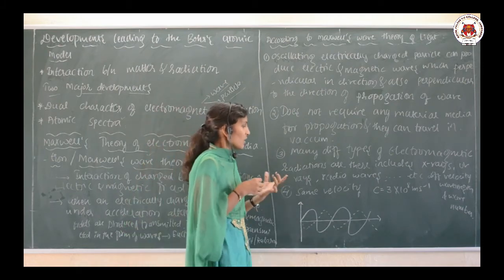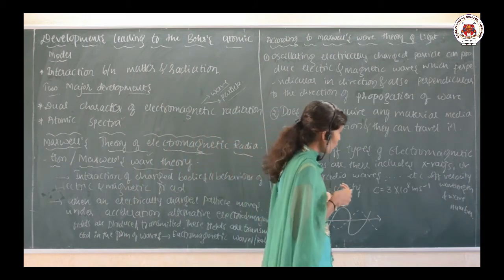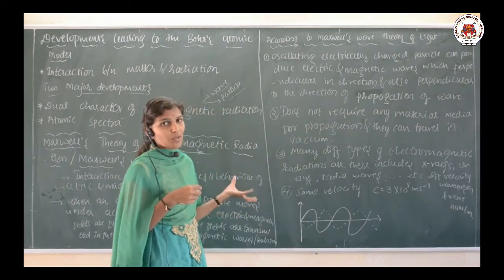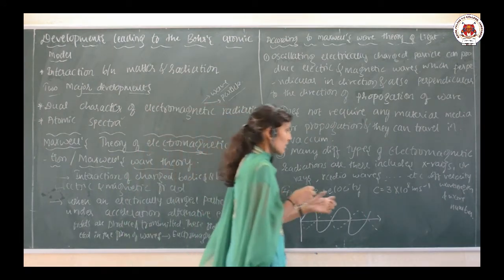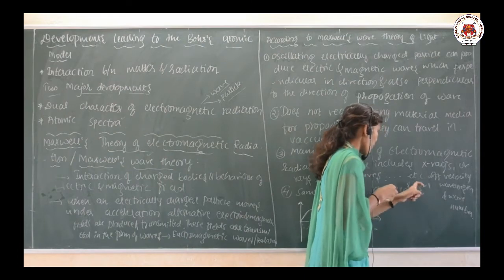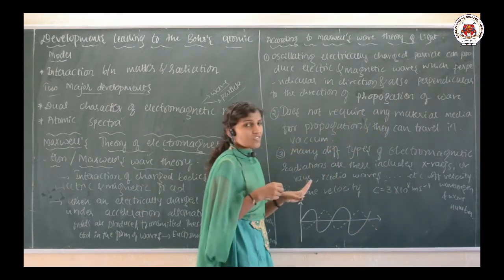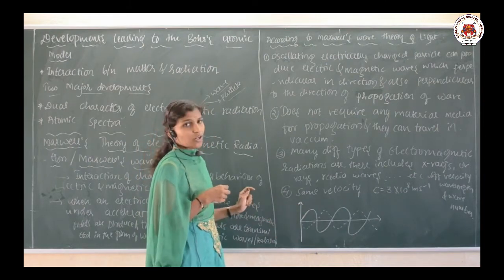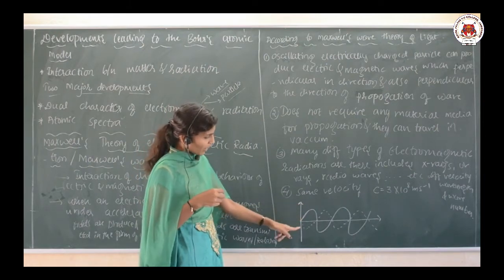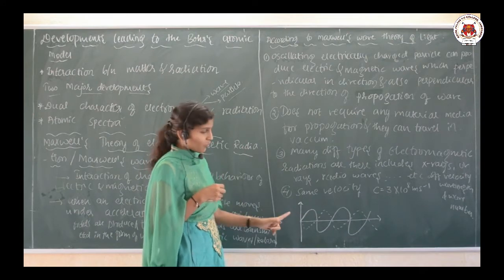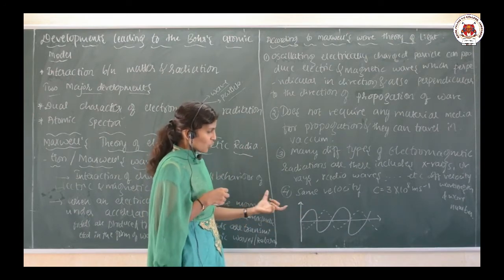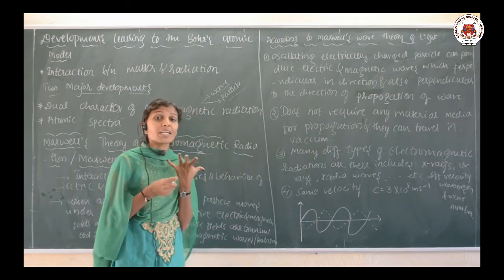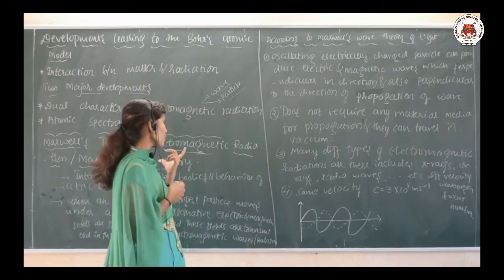And these electromagnetic radiations move with the same velocity, which is equal to the velocity of light, c, which equals 3 into 10 to the power 8 meter per second. And if we represent an electromagnetic radiation or electromagnetic wave, how does it appear? It will be like this. So this is how we can explain the ideas of electromagnetic radiation according to Maxwell.